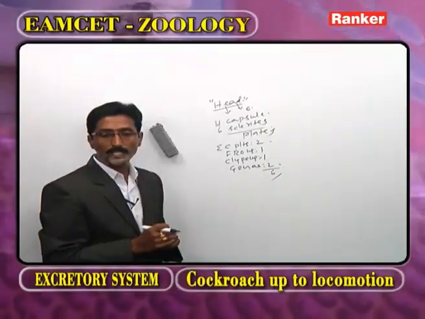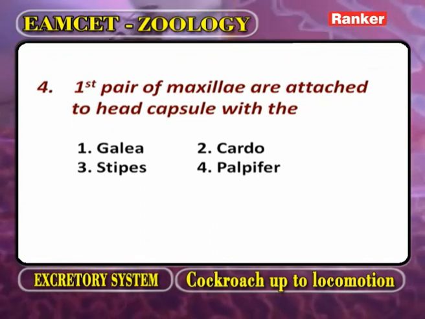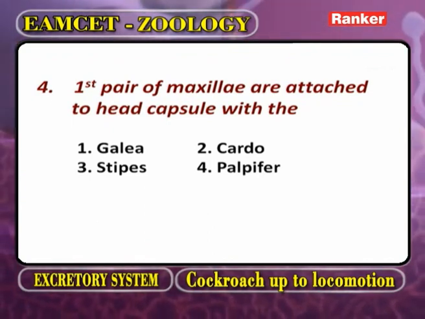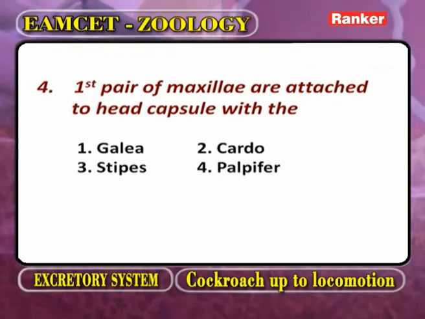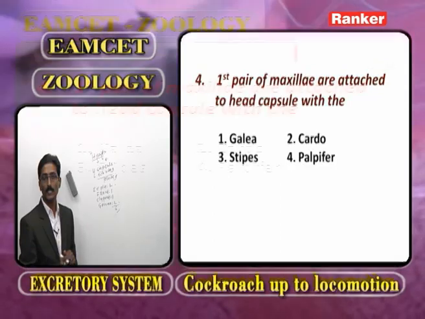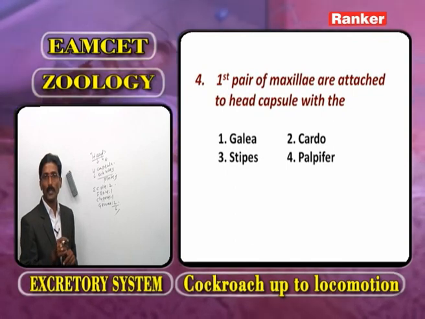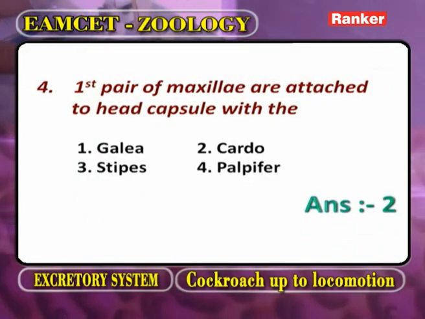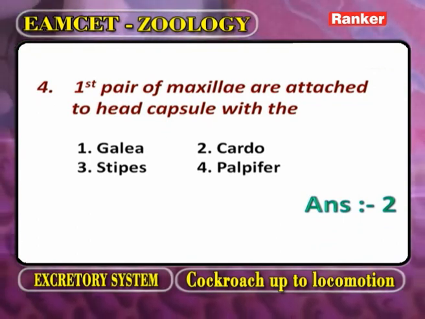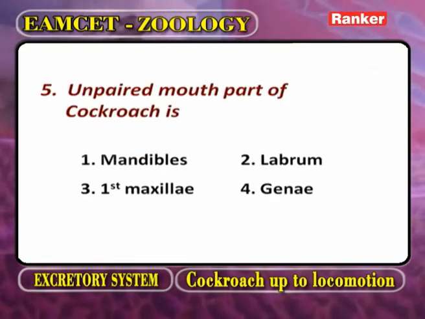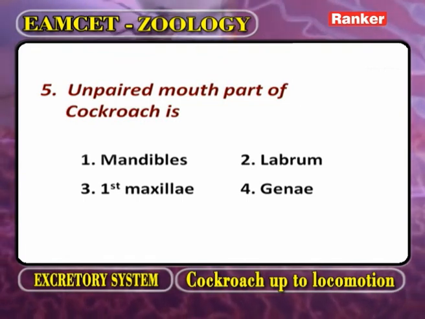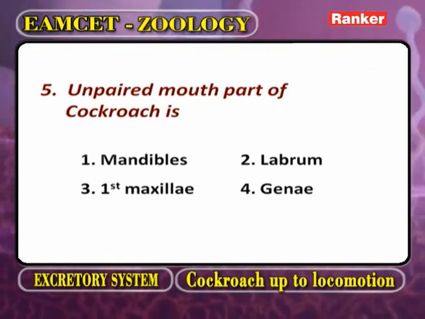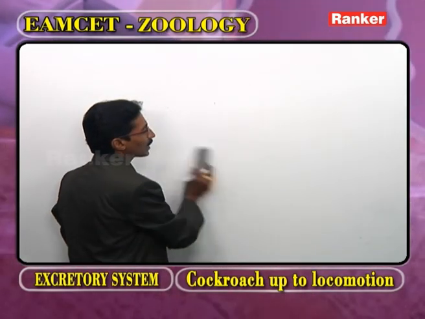Now here the question is, first pair of maxillae are attached to the head capsule with Galea, stipes, cardo, palpifer. Now here the answer is the cardo, the second one. Now go for the next question. Unpaired mouth parts of cockroach.